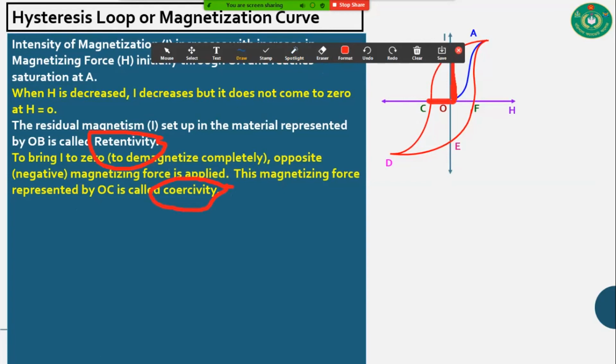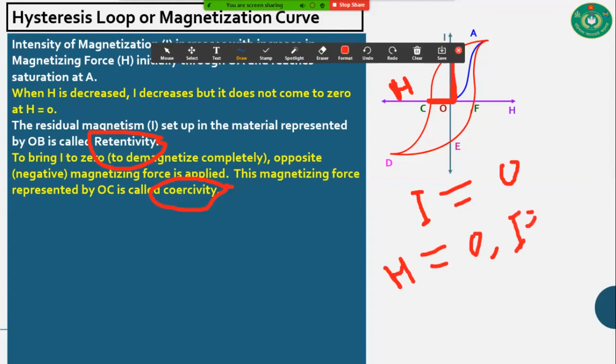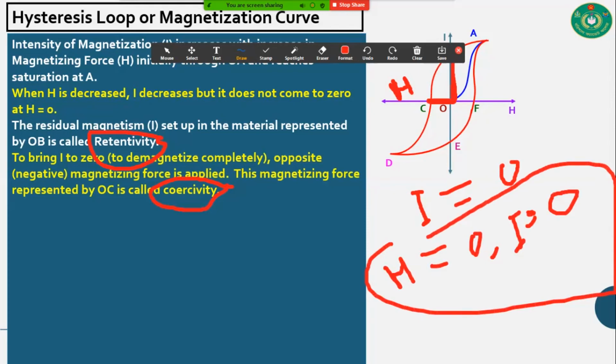Okay, here we are getting our H at a negative value, but magnetization, that is I, is 0. It is supposed to be that when H is equal to 0, I should be 0, but really we don't get it like this for a ferromagnetic material. Okay, let's see our next part.